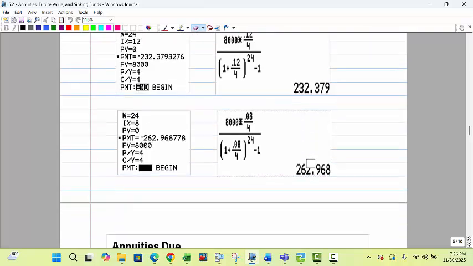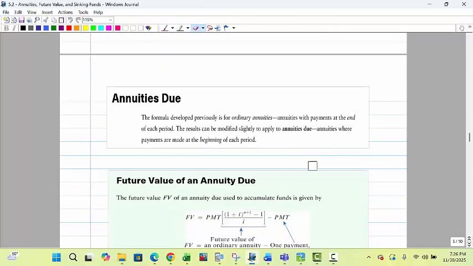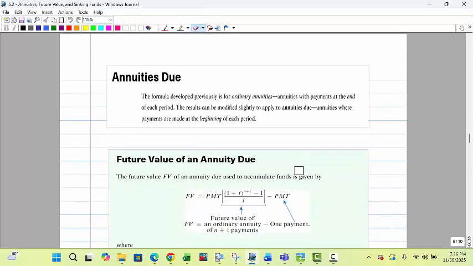All right. Here's a thing called annuities due. Annuities due means that the payment's at the beginning of each period. So the wording either has to say annuity due, or if it just says the payments are at the beginning of each period, it's the same thing. We use this formula.